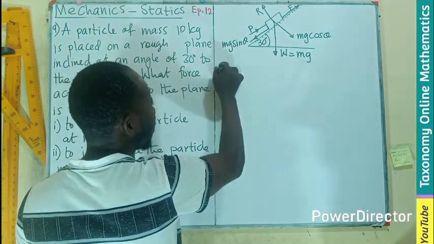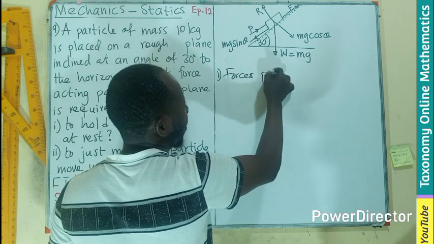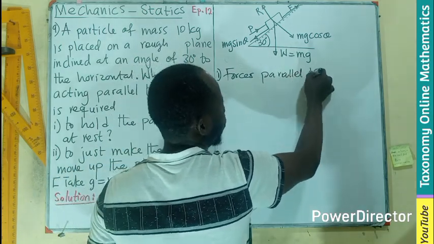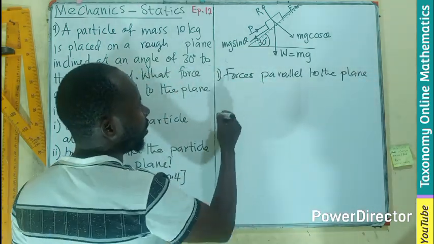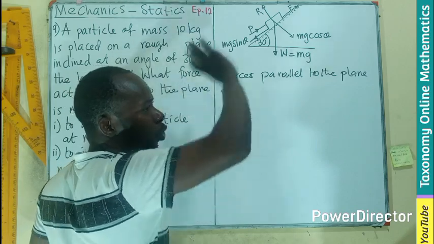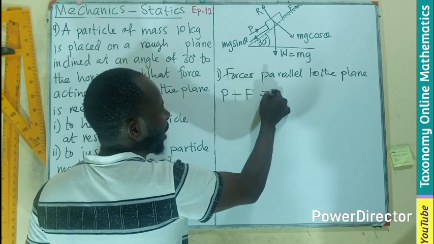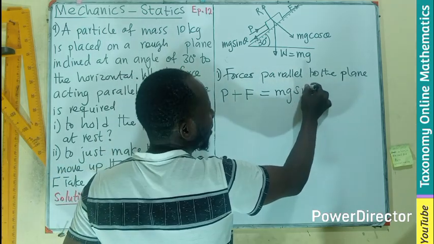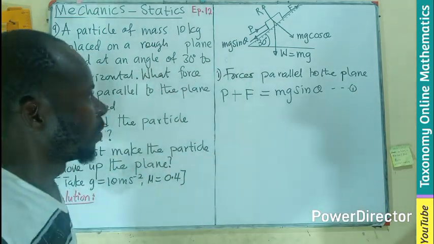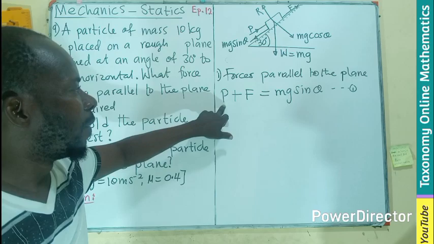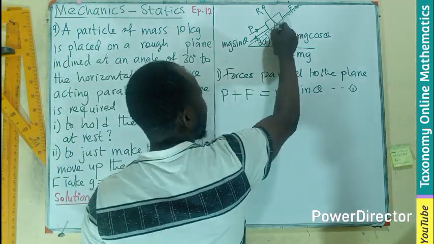For Roman number 1, we consider forces parallel to the plane. P is pushing it up against the gravitational pull, and friction is doing the same. That will be equal to mg sine theta. Let's say this is our first equation. We are looking for that force P, right? The angle theta here is 30 degrees.